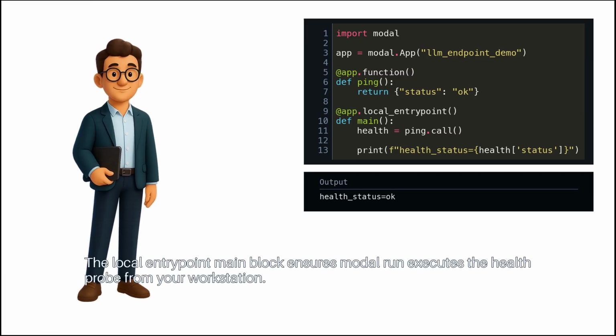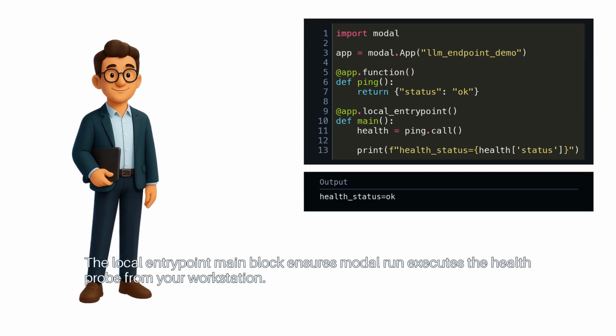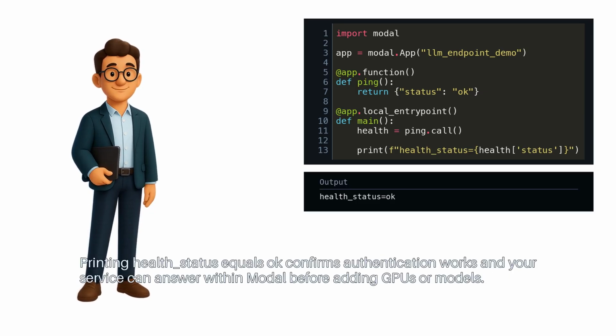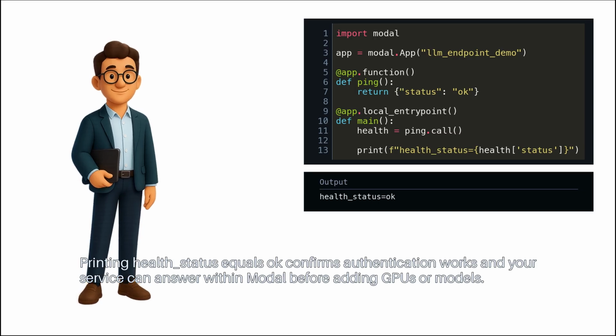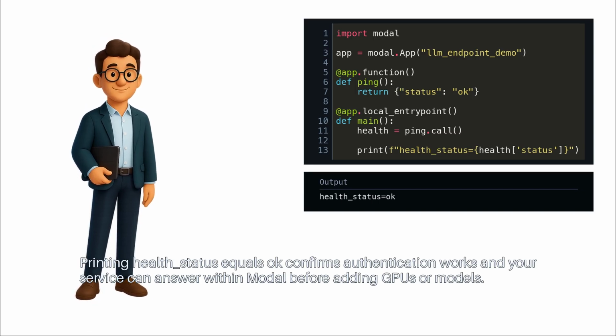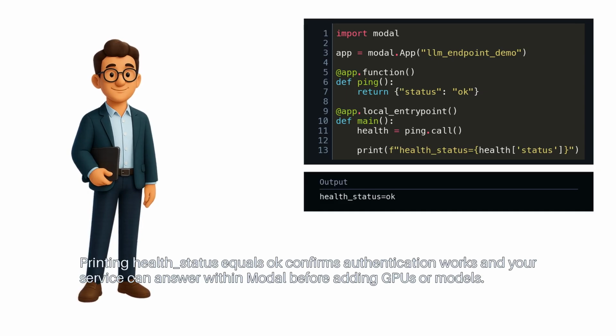The local entry point main block ensures modal run executes the health probe from your workstation. Printing health status equals OK confirms authentication works, and your service can answer within Modal before adding GPUs or models.